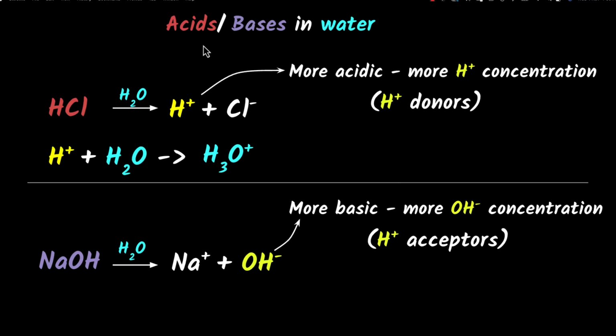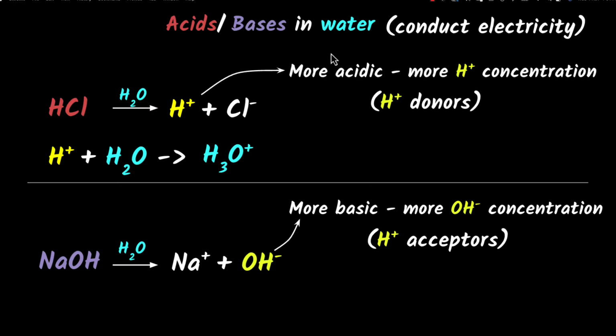So what's the common thing between acids and bases? Well, they both dissociate to give you either H+ ions or OH- ions. But the difference is that acids are H+ donors, whereas bases are H+ acceptors. Another common property is that because they give you ions, these ions can conduct electricity. And therefore both acid and base solutions in water can always conduct electricity.